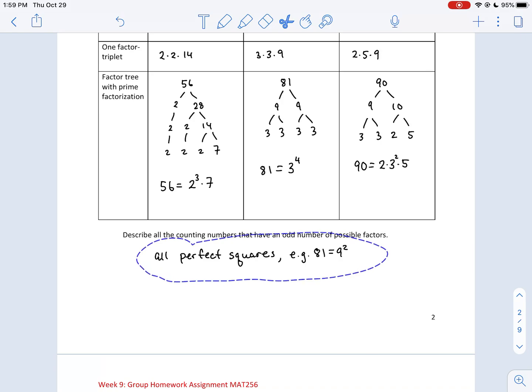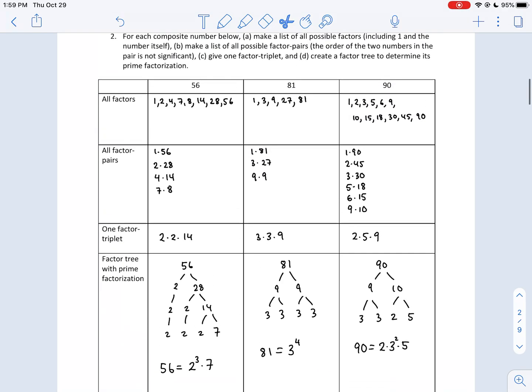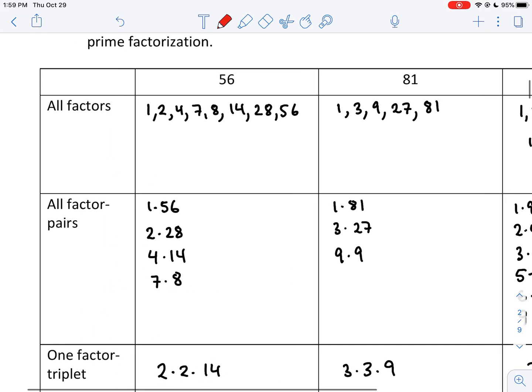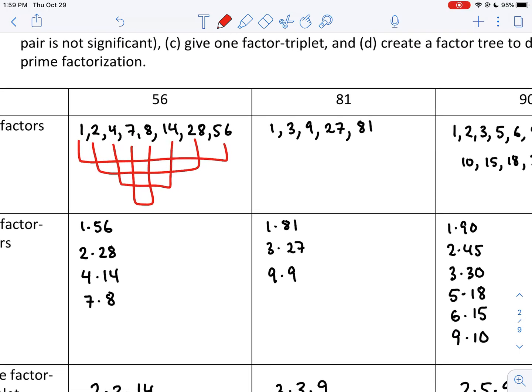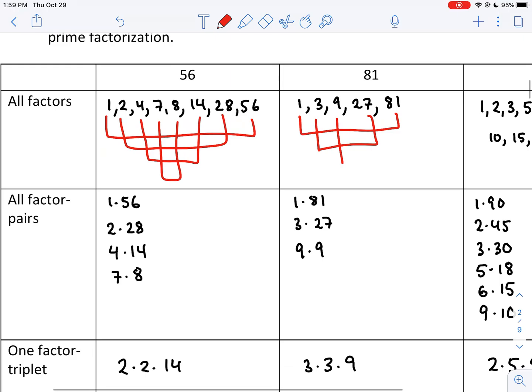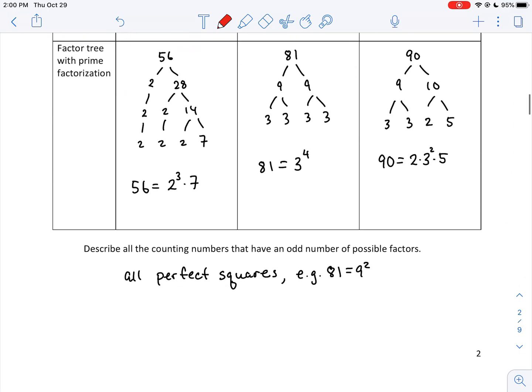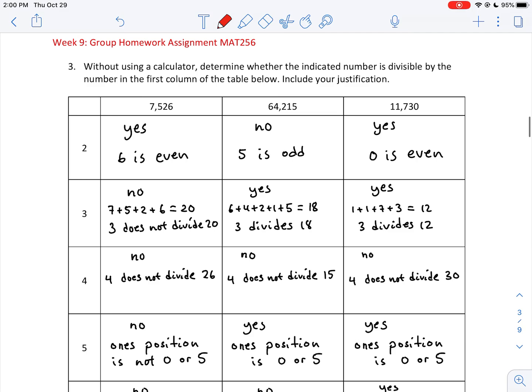And then all the counting numbers that have an odd number of possible factors are the perfect squares. 81 is a good example of this. Notice that in this list here, when you do factors, they always pair off, like 1 and 56, 2 and 28, 4 and 14, and 7 and 8. Notice there's always an even number unless it's a perfect square, in which case we have 1 and 81, 3 and 27, but just the 9. So we have 5 factors in this list. So all perfect squares, this kind of thing is going to happen.